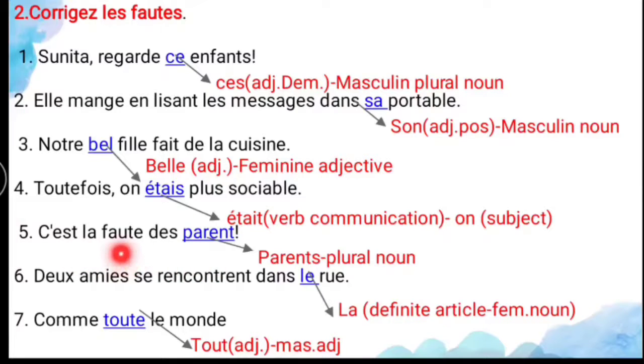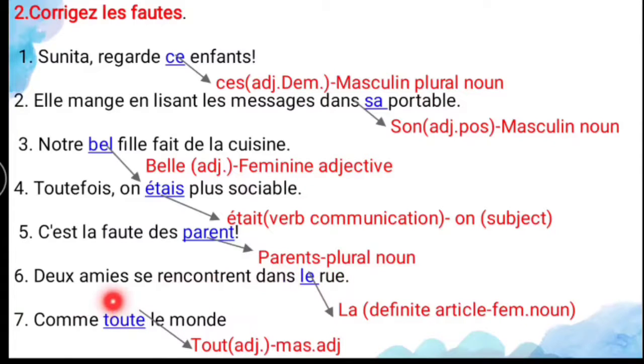And the fifth one is "C'est le faute des parents." It's the parents' fault only. So here the mistake is what? Parent. You have to add "les" for this one because here the article is what? Plural. For that you have to change the noun also. So the noun is what? Parent. It ends with s, that is a plural noun.